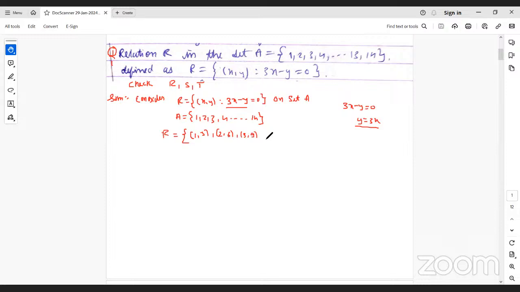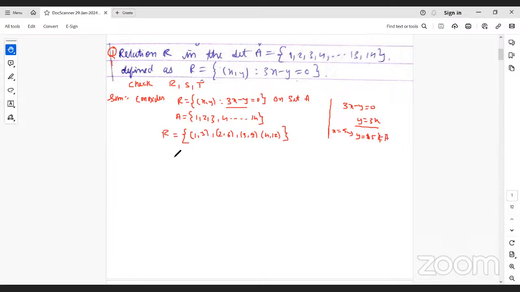And then when x is 4, 3 fours is 12. Now see, these will be the ordered pairs. Okay, we can't take 5. See, when x is equal to 5, y will be equal to 15, and 15 does not belong to A. So we need to stop at 12.